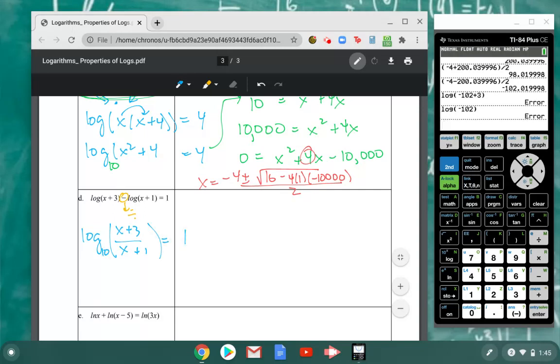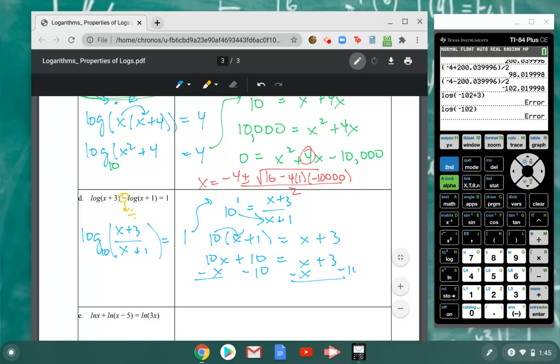This is the common logarithm, so I can rewrite it using exponential form. 10 to the first equals x plus 3 over x plus 1. That's just 10. Let's go ahead and cross multiply. 10 times x plus 1 equals x plus 3. Distribute that 10. 10x plus 10 equals x plus 3. Let's move the x's so that they're together, and I'm going to do the same thing with the numbers so that they're on the other side as well. So I get 9x is equal to 3 minus 10, which is negative 7.